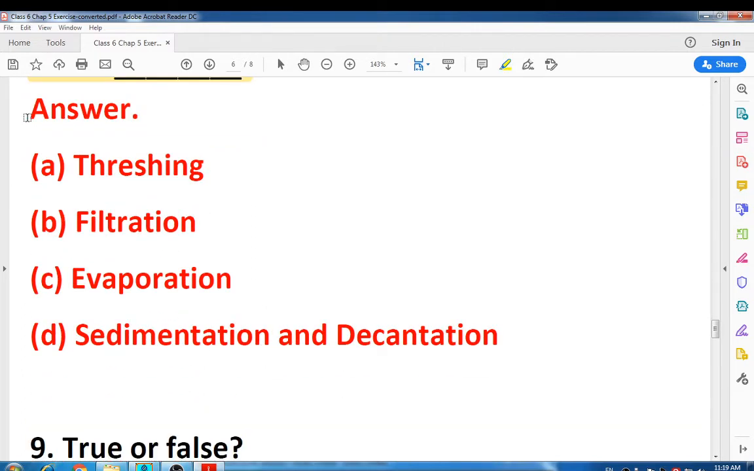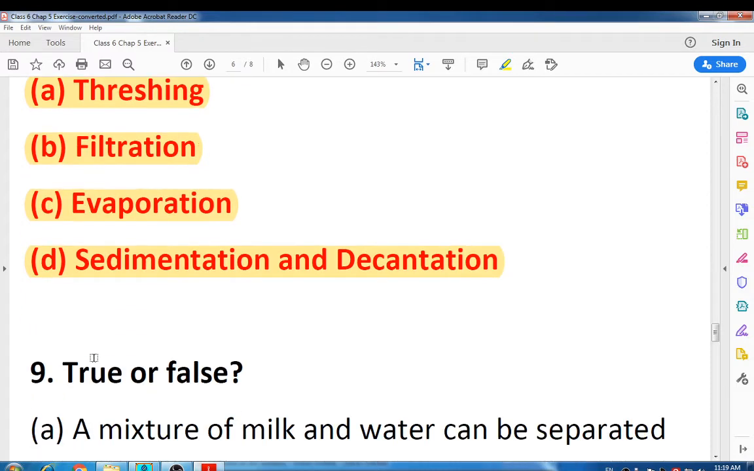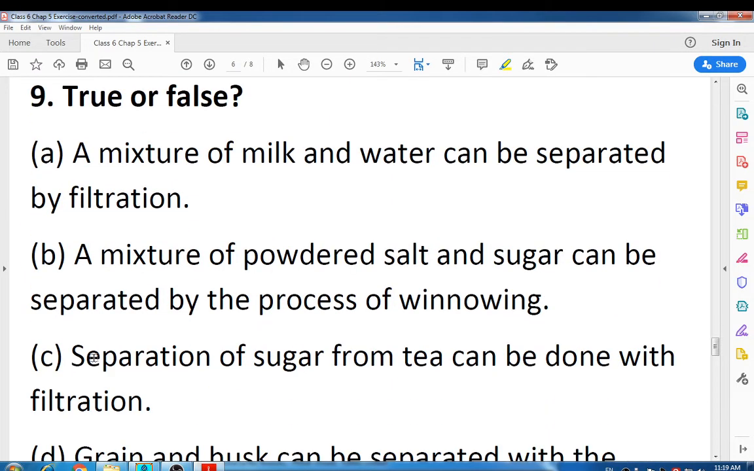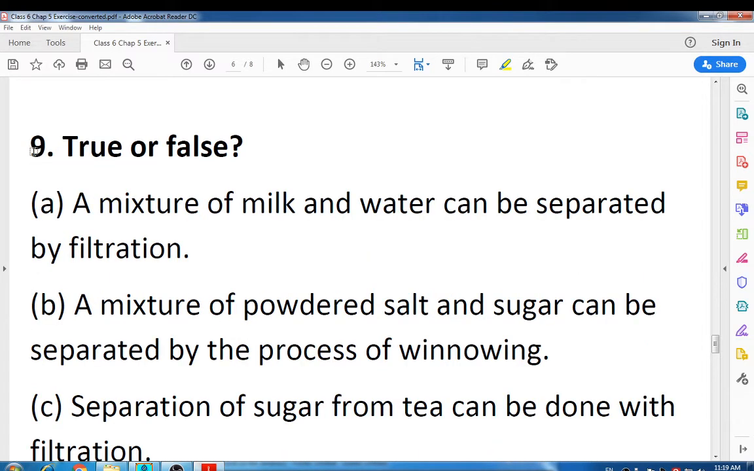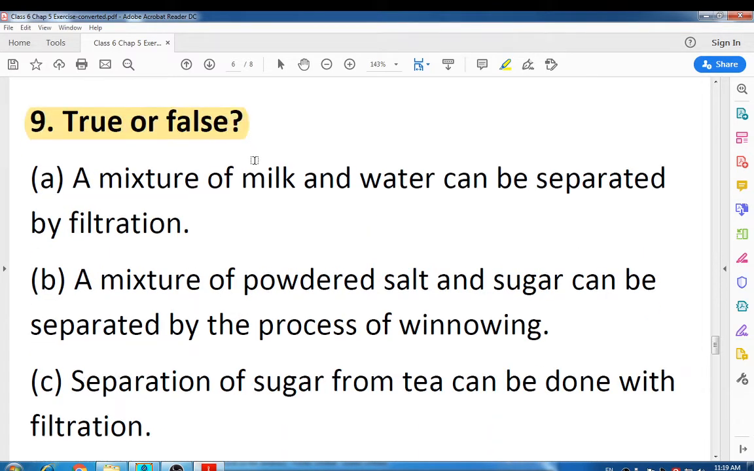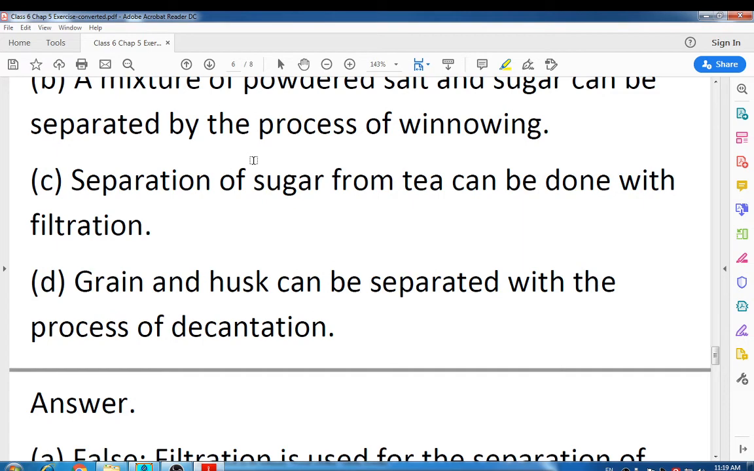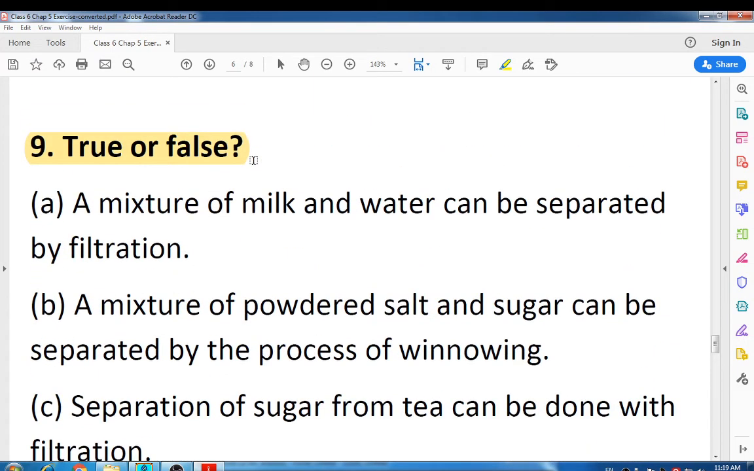Okay. So I have written the answers here. First one threshing, then filtration, third evaporation, and the fourth one sedimentation and decantation. Understood the fill in the blanks? Now question number 9, true or false. Okay, so first we will discuss and then we will check the answers.